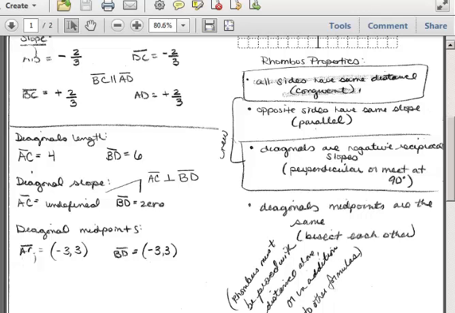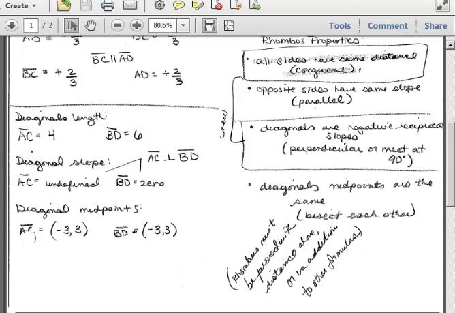We can't just do negative reciprocal slopes for diagonals and say it's a rhombus, because when we do the kite, those also typically have perpendicular diagonals. So you have to be talking more about, and that's why you can't tell, but this is kind of highlighted here, all sides have the same distance. If you know that, you know it's a rhombus. It might be a special rhombus, might be a square, but it's definitely a rhombus.